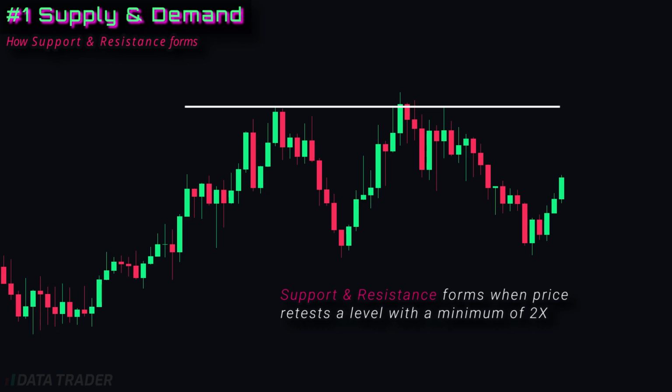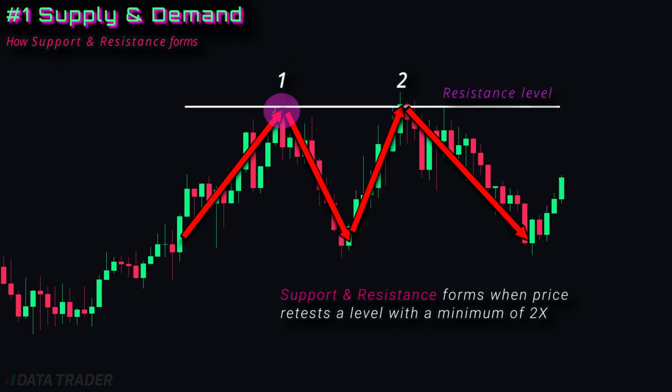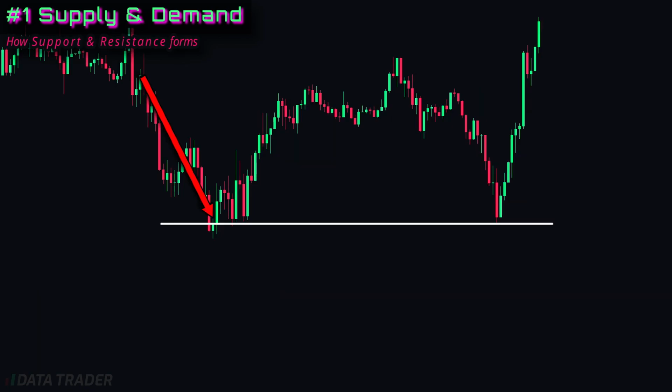Support and resistance forms when price retests a level a minimum of 2 times. For example, so in this chart, we can see that price went up, goes down. Then, it went up again, hits the previous level, and comes back down. And so because it already retested the level twice, we can call this a resistance level. Same thing with support. Here, we can see price went down, goes up, comes back down again, hits the level, and went up. And again, because it retested the level twice, we can call it a support level.